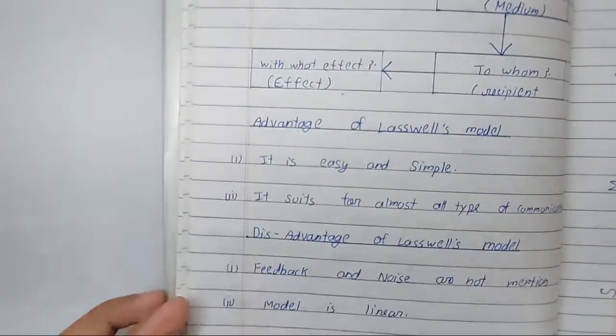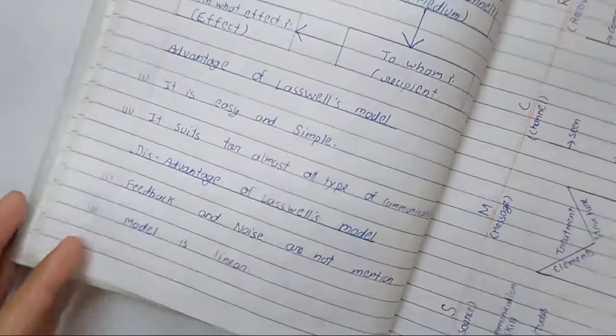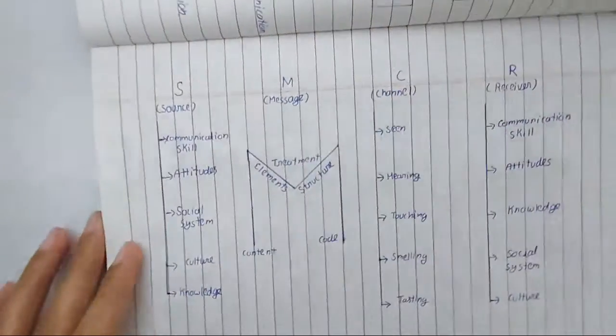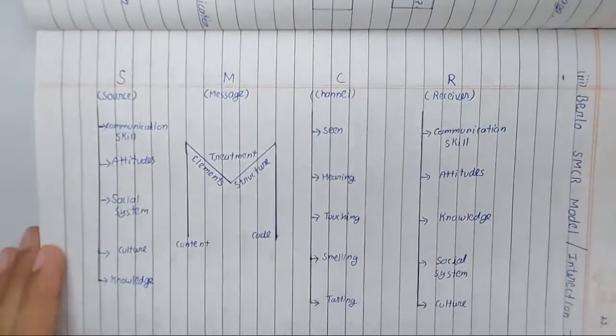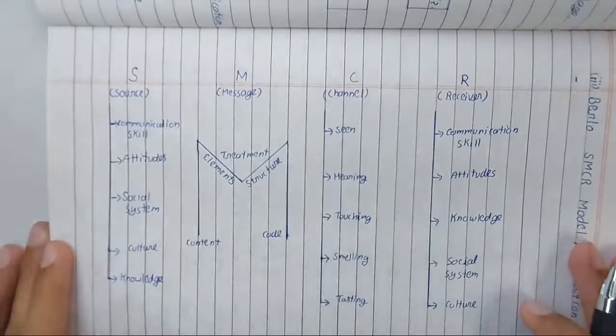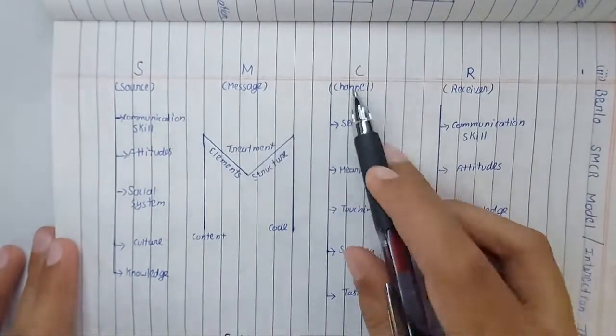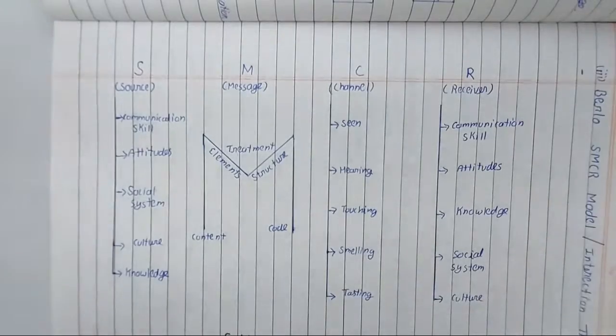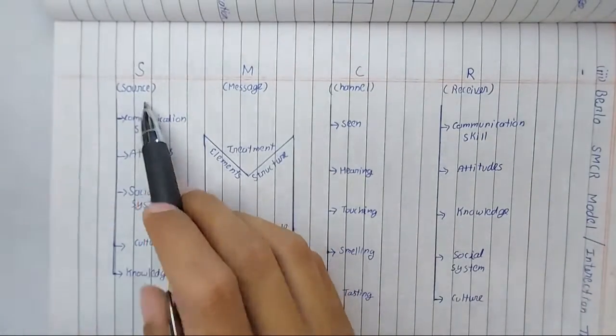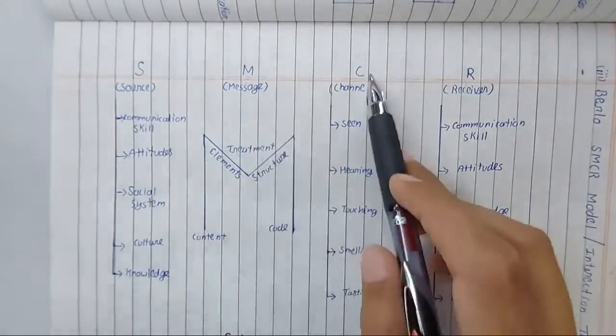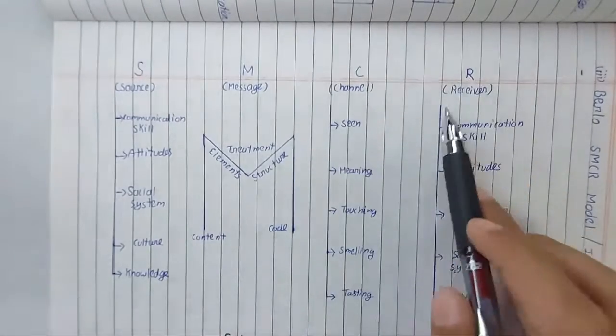Third one, SMCR model. In the SMCR model, here is the diagram. S stands for source, M stands for message, C stands for channel, R stands for receiver.